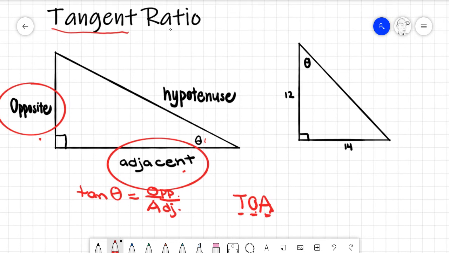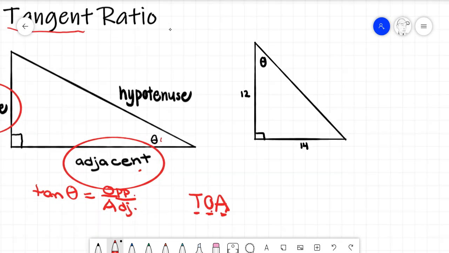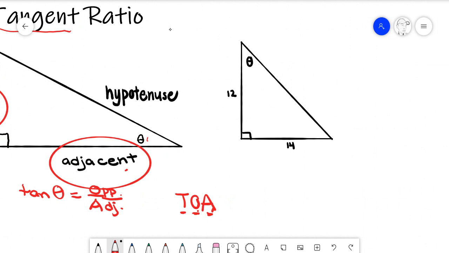So let's do an example here. We have a right angle triangle here. We know the sides 12 and 14. So this is our angle of interest. And what is 14? 14 is your opposite side, right? So this is your opposite side. And then this is the hypotenuse. So that means that this must be the adjacent side.